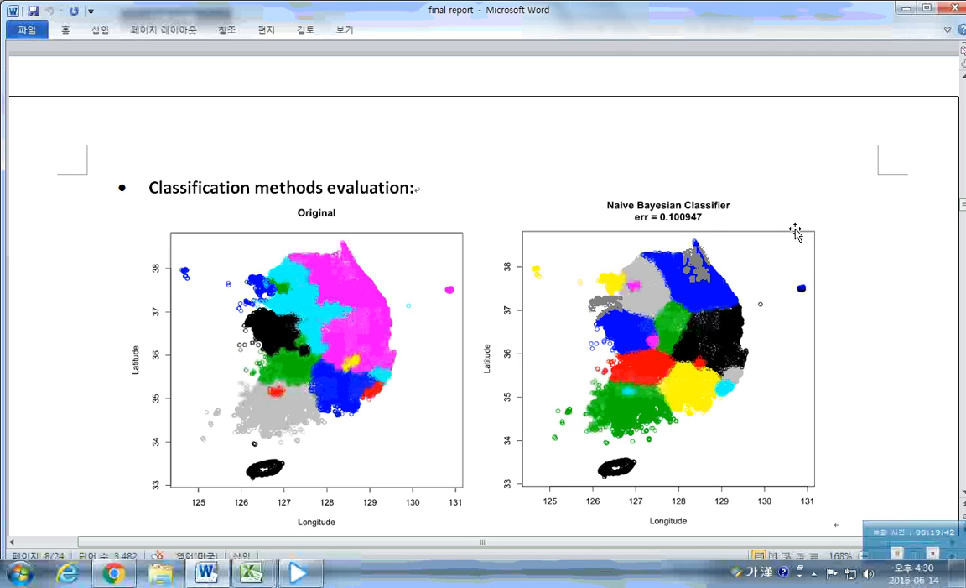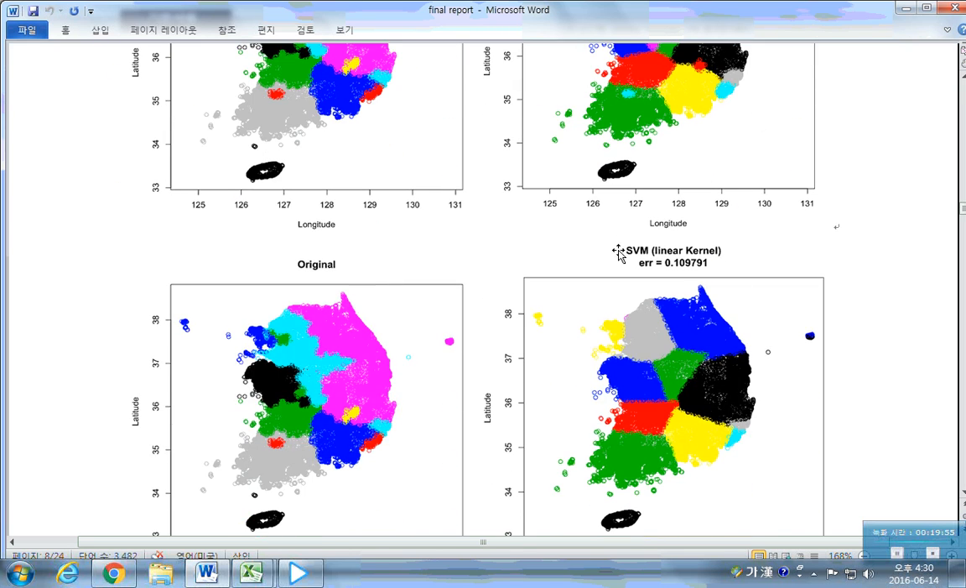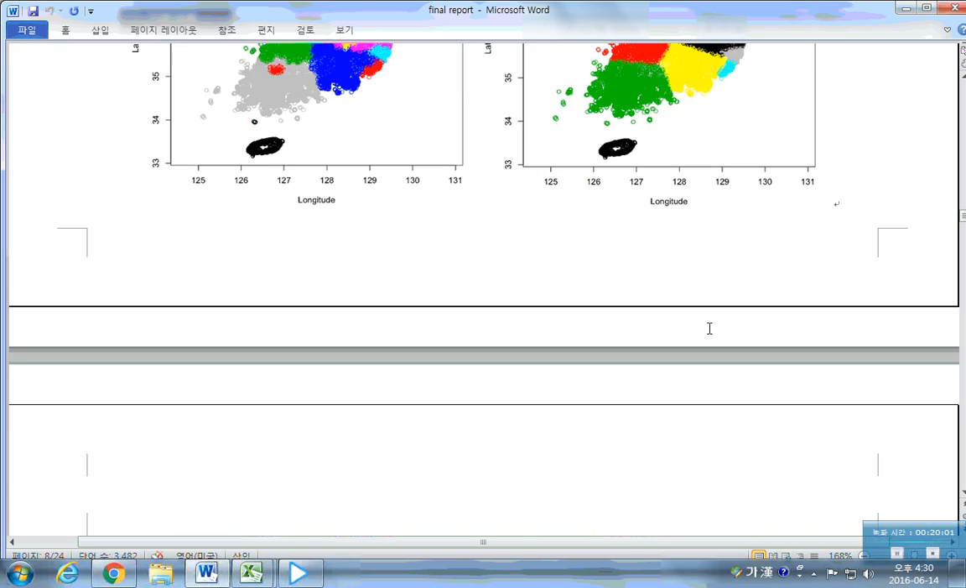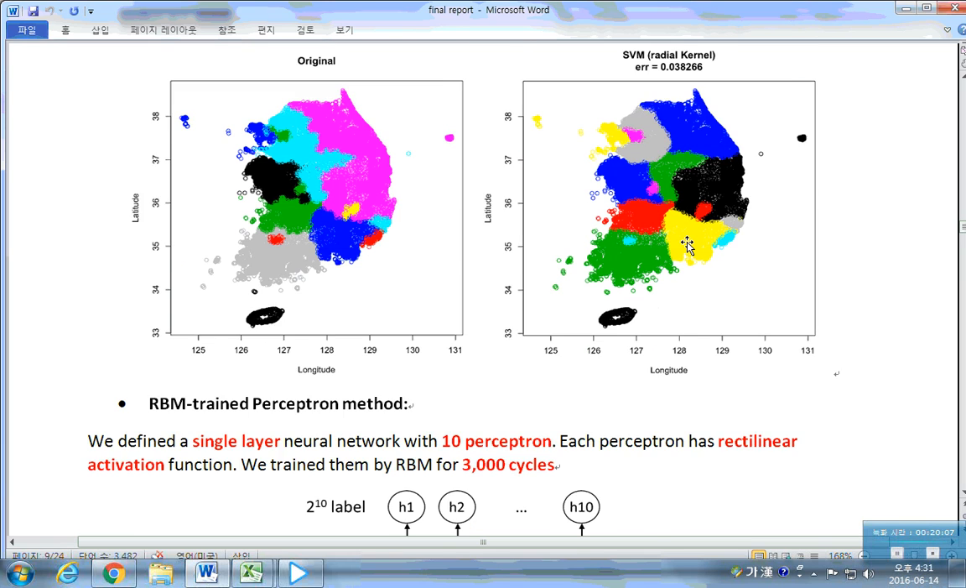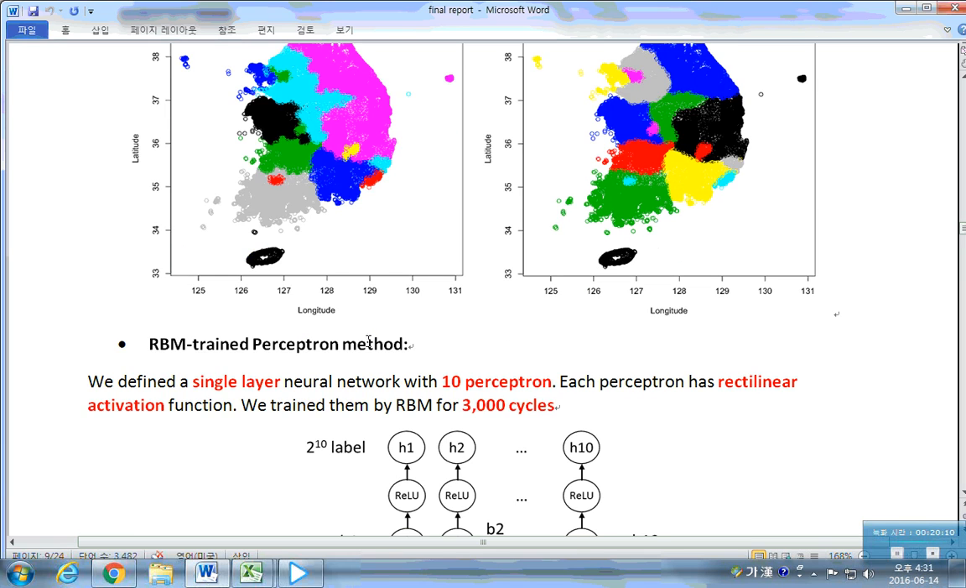We applied classification methods, and we can understand directly that classification is going to perform better because it takes advantage of the labels during training. Here is the naive Bayesian classifier, and it can achieve an error rate of 10%. SVM with a linear kernel has an error of about 10%. The best performance we get is the SVM with the radial kernel. We get about 3.8% error. So this is the state-of-the-art clustering and classification method.